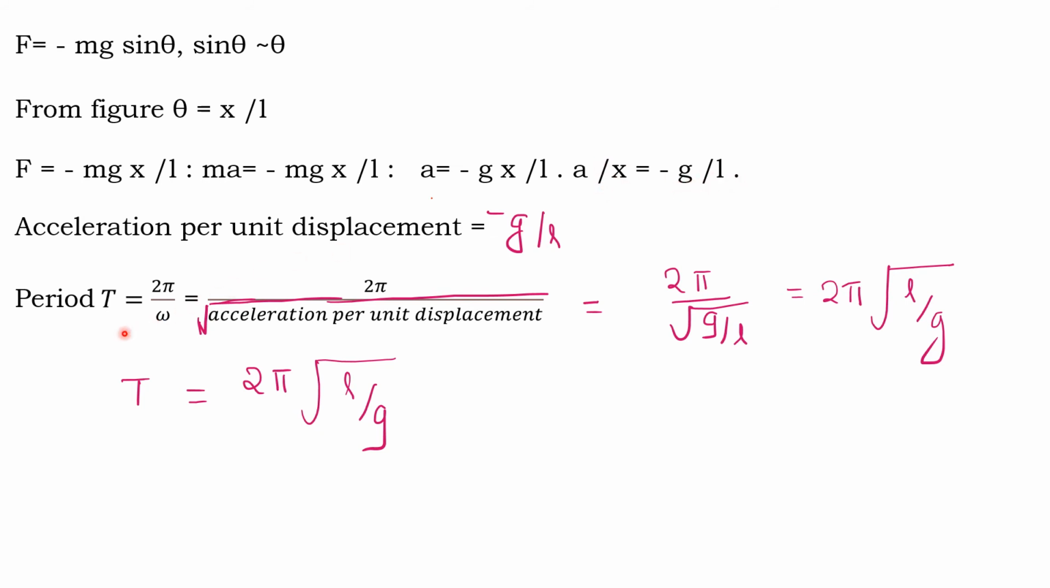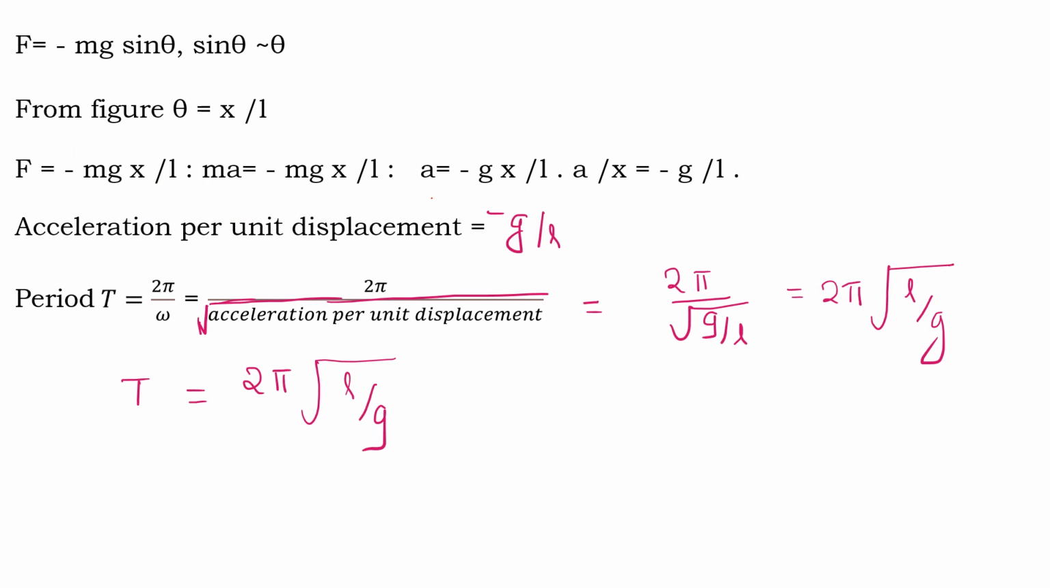That is, the period T can be written as 2 pi by omega. 2 pi divided by omega is the root of acceleration per unit displacement. That will give 2 pi divided by root of g by L, or the period T can be represented as 2 pi into root of L by g. And this is the expression for the period of oscillation of a simple pendulum.